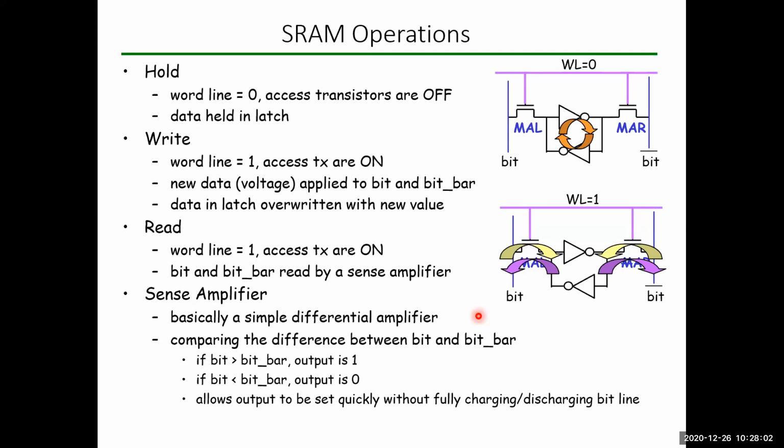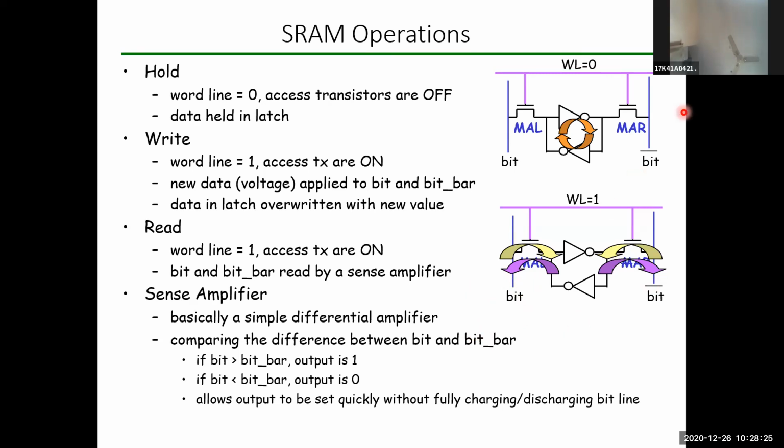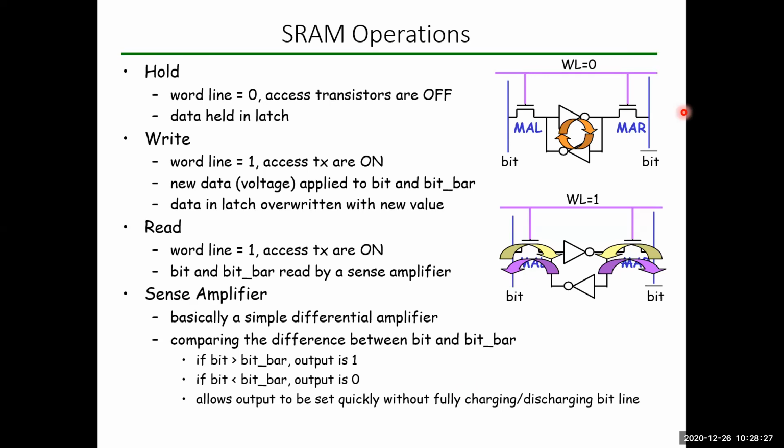Depending upon the two different inputs, it will be producing the output of those particular inputs. So that's the general operation of a differential amplifier. Now the differential inputs of the differential amplifier will be connected to bit, and another complementary input will be connected to bit bar. That's how the differential input will be given to the sense amplifier.